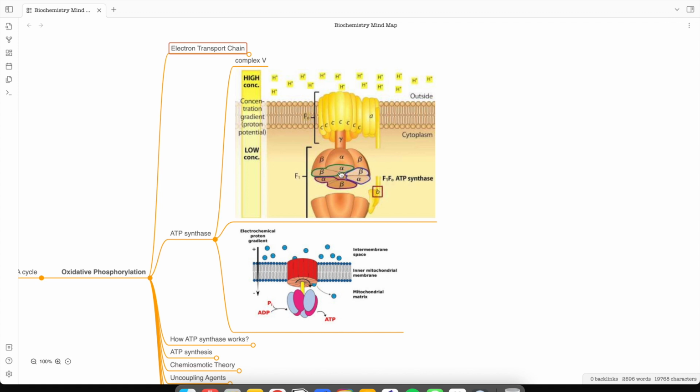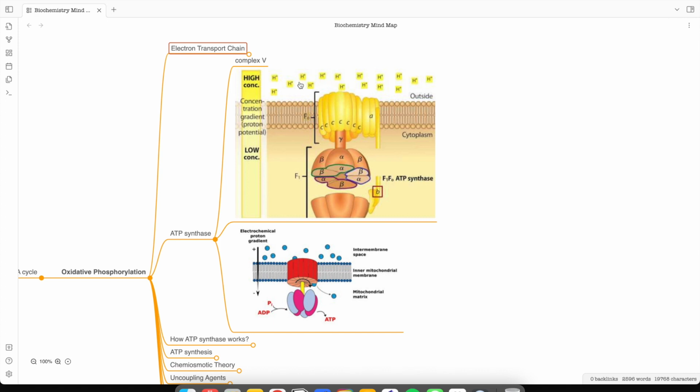And in the F1 part, there are 3 alpha subunits, 3 beta subunits, and 1 gamma subunit. The 3 alpha and 3 beta subunits are present in alternating form. So this is alpha, this is beta, this is alpha, this is beta, this is alpha, and this is beta. And this gamma is a central stalk which connects F1 and F0. So there are two major parts which connect F1 and F0. One is gamma, another one is beta or B. Okay, and this whole thing is F1F0 ATPase or ATP synthase.